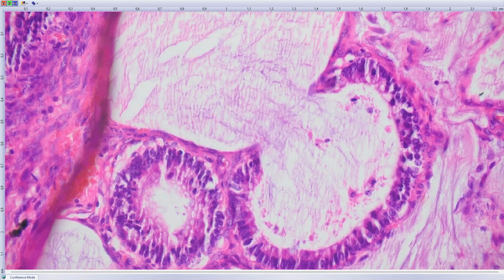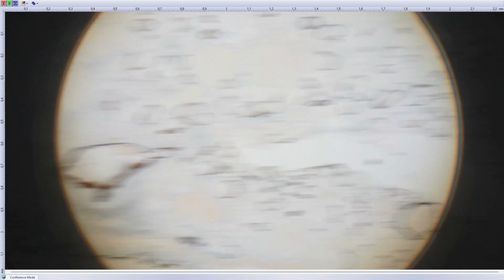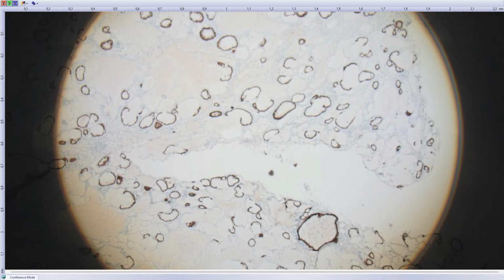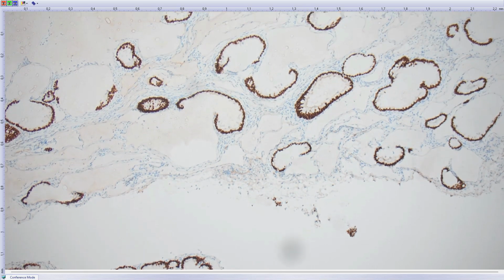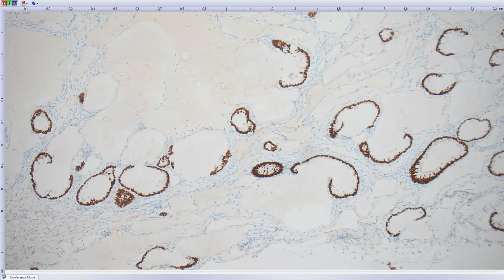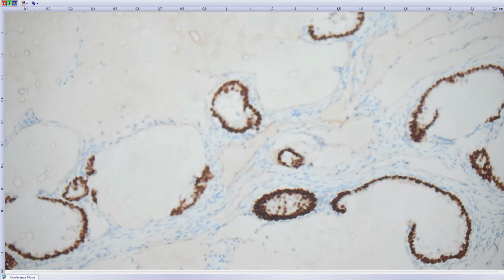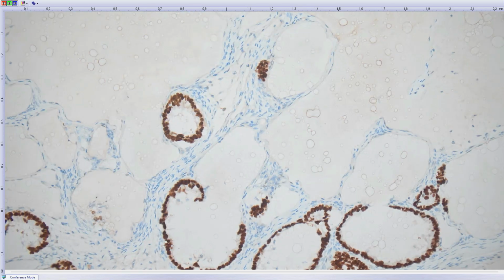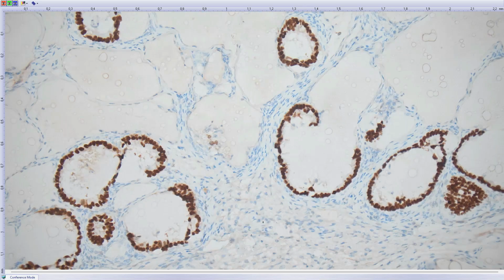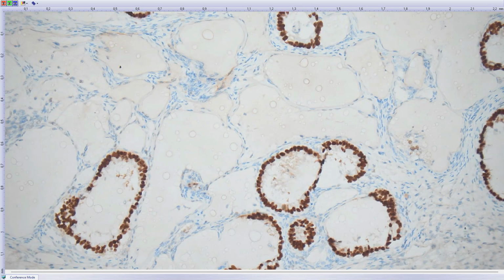And I show you SATB2 immunostaining. The diagnosis is clear cut. SATB2, the same as CDX2, is positive, and these intraglandular cells are positive, so it's metastatic colorectal adenocarcinoma to the ovary.